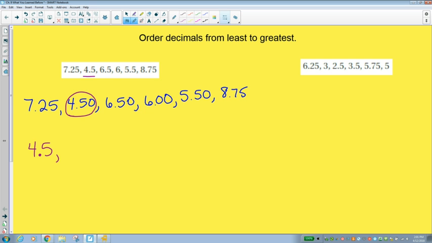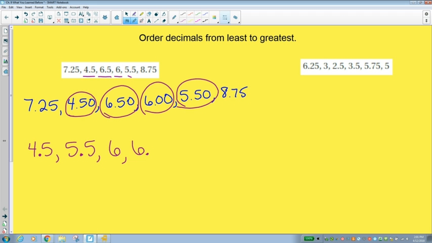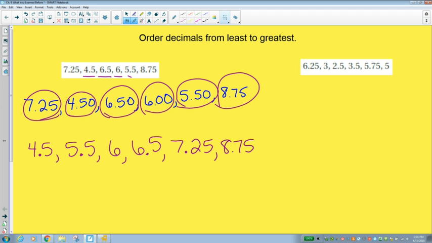And then the next smallest would be the 5 and 50/100ths, so I'm going to rewrite it as 5 and 5/10ths, which it was in the original list. Then I have 6 and 0/100ths, or the same thing, it was 6 in the original. 6 and 50/100ths, which was the same thing as 6 and 5/10ths in the original. And then I have 7 and 25/100ths, and 8 and 75/100ths.